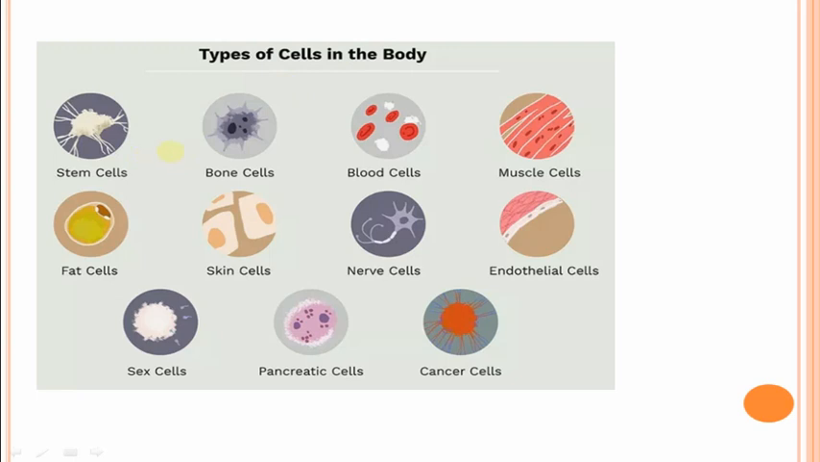They can be of various types. They can be stem cells, bone cells, blood cells, muscle cells, fat cells, skin cells, nerve cells, endothelial cells, sex cells, pancreatic cells, and cancer cells. So, what I want to say is that a human body contains many types of organs, and each organ is made up of cells. Right? So this is how we can say that cells are the building blocks of our human body. Getting my point? Yes? Okay, so now let's move further.